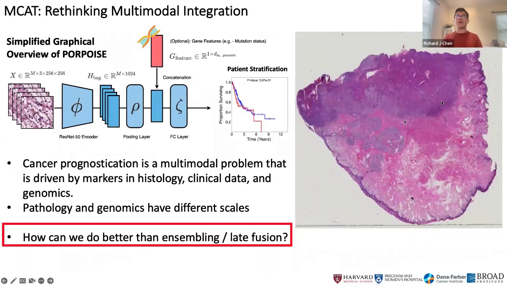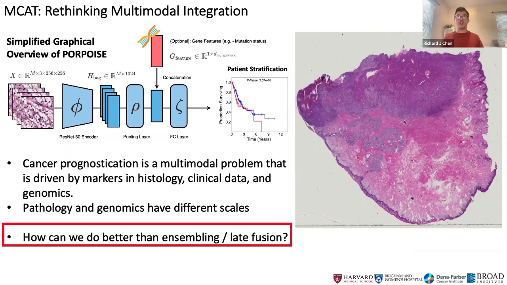This study is called MCAT, for multimodal co-attention transformer. In this study, we wanted to see if we can do better than ensembling or late fusion between histology and genomics. In Porpoise, we were doing this late fusion, where we were just extracting and pooling all the patch features and simply fusing them at the late stage of the network for survival analysis.